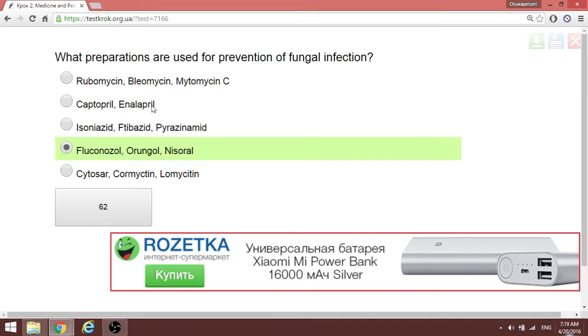The others are ACE inhibitors, antitubercular drugs, and these are antineoplastic drugs, anti-cancer drugs. Also, at least this is an anti-cancer drug.